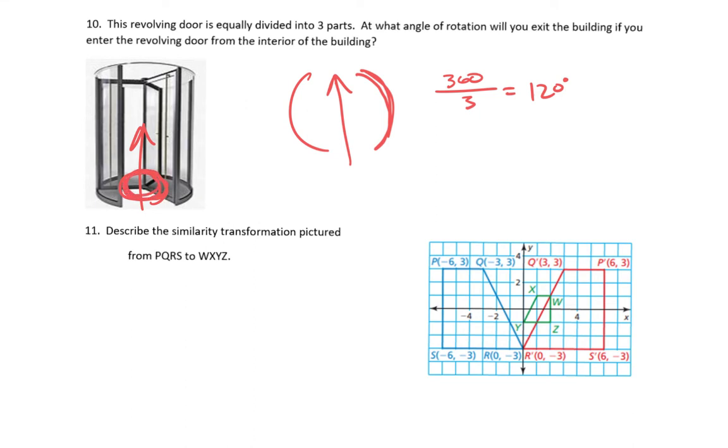Whatever. Moving on, describe the similarity transformation. So what did I do? How did I dilate? Let's see. Remember, start at the one that does not have the primes. We're going PQRS. So start at PQRS. Well, it looks like the first thing it did was reflected. So the first thing we did was a reflection over, looks like, the y-axis.